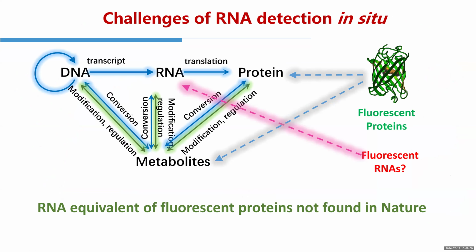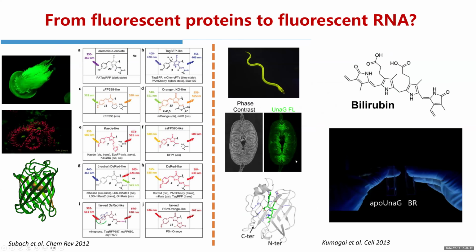Fluorescent protein was found in jellyfish, coral, or even eels. However, unfortunately, the RNA equivalent of fluorescent proteins was not found in nature. When we study the classic fluorescent protein from jellyfish, we can observe that the fluorophore is formed by the oxidation of peptide chains, and the fluorophore is embedded in the beta barrel of the fluorescent protein, and the colors of fluorescent proteins are determined by the structure of the fluorophores.